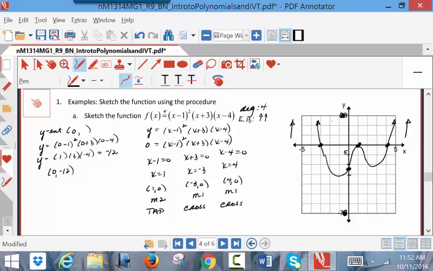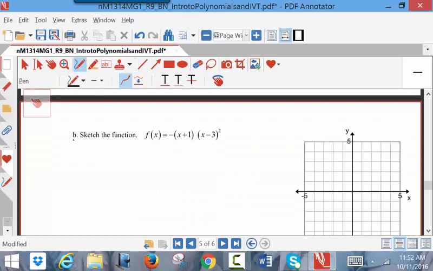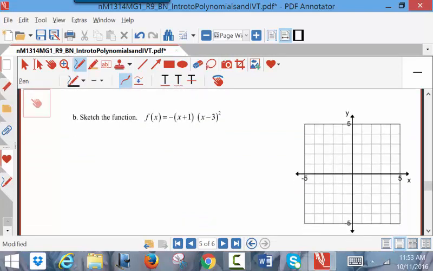Okay. All right. Here's another one. You're going to be pretty good at this long before you head home to do homework, because we're doing a lot of examples.